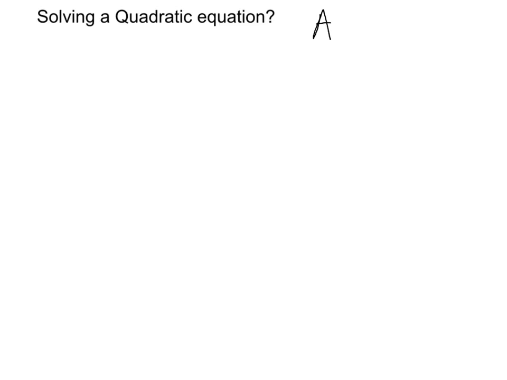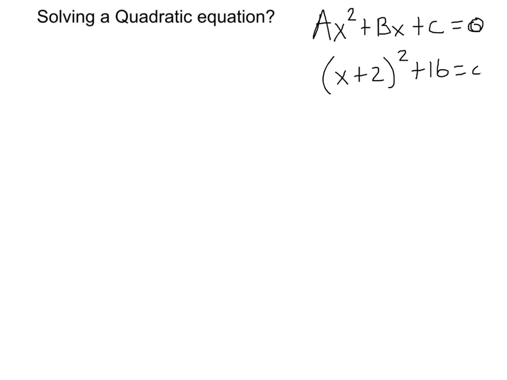Quadratic equations are usually in the form ax squared plus bx plus c equals 0. Okay, but really any equation where it's a second degree polynomial, in other words, the highest degree is squared, would be a quadratic equation. For example, I could have (x plus 2) all squared plus 16 equal to 0. That could be a quadratic equation.